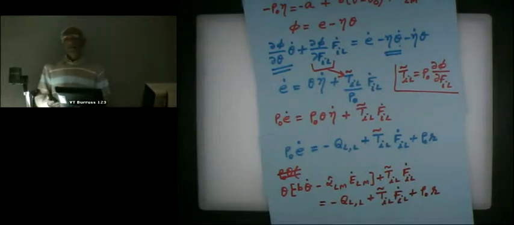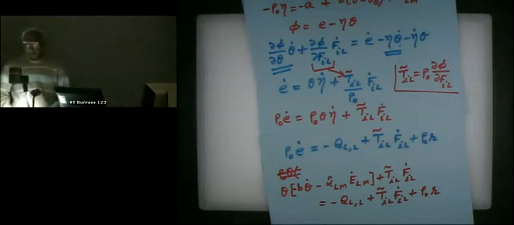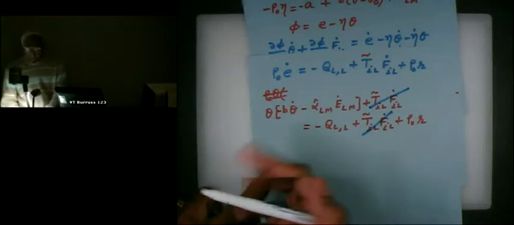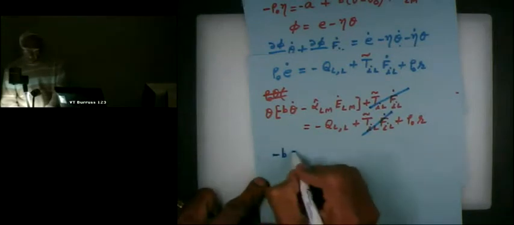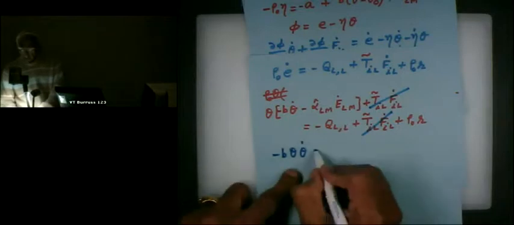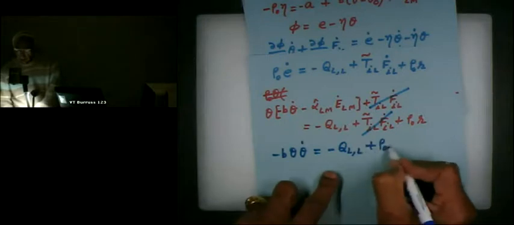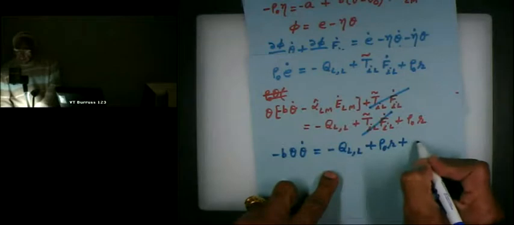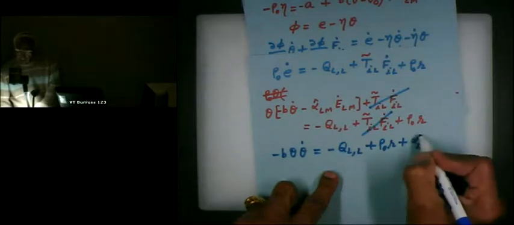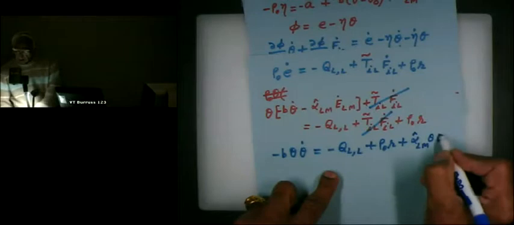So we are getting the heat equation now, and that's the goal. So this term cancels with this one. So what we get then is, if you change the sign, well, let's say minus B theta dot equals minus QL comma L plus rho 0 R plus alpha LM hat theta ELM dot.